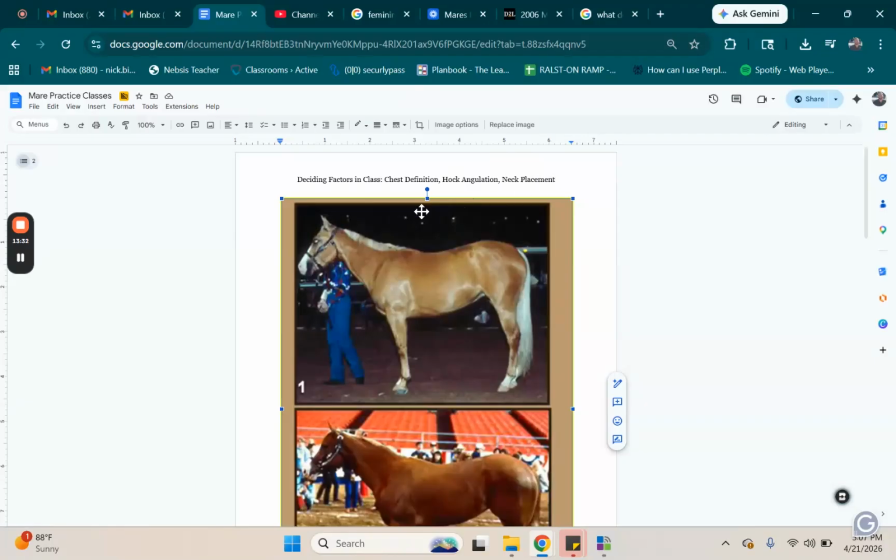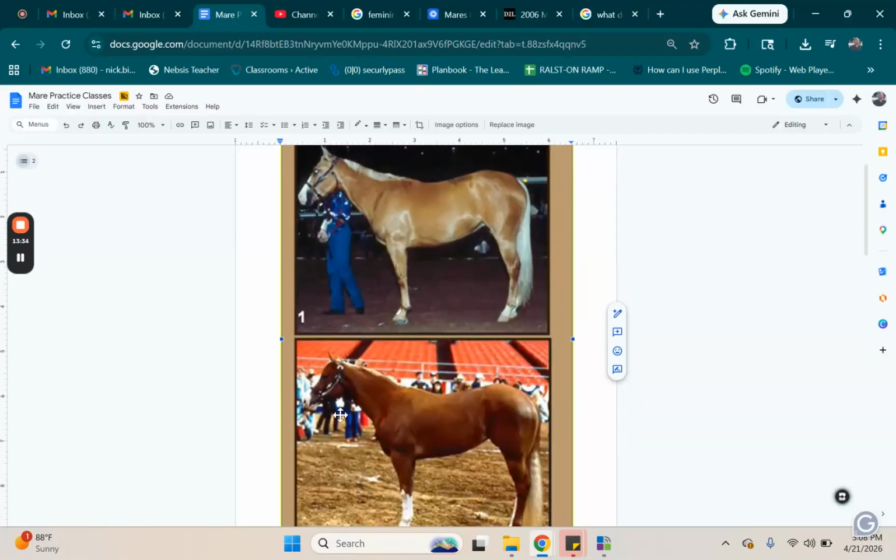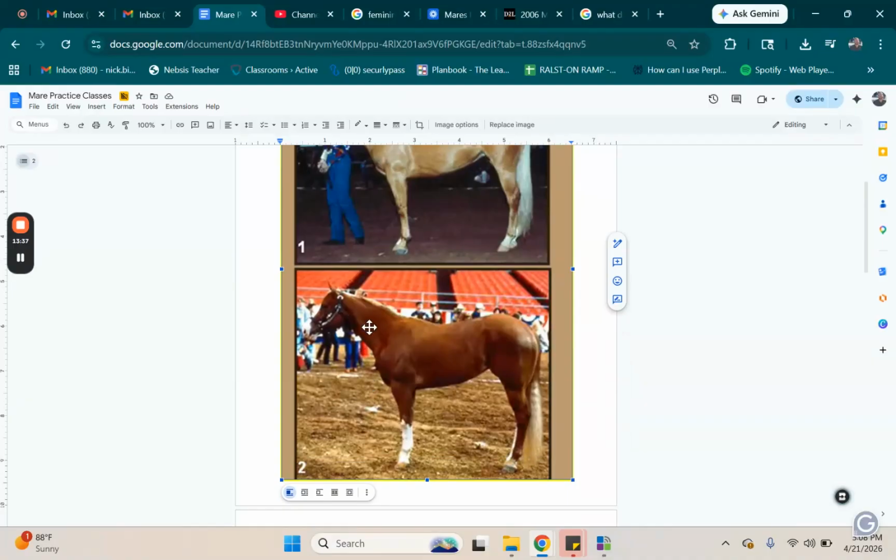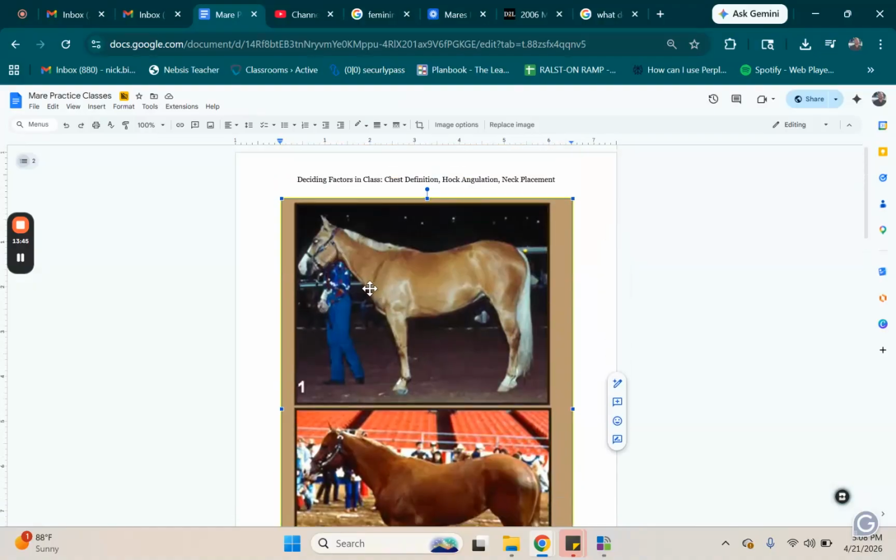As well as this neck placement. We said the higher the neck, the better. Notice 2 ties into her shoulder and her chest right about the top of her shoulder here. You can see that. And then if we look at 1, it kind of sags down to the bottom here, and she's got a really low tie-in when it comes to her neck.